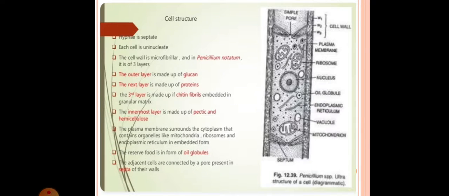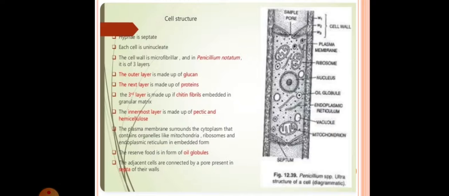And then we'll see the cell structure of this Penicillium. Here you can see the cell structure. It has the cell wall, plasma membrane, ribosomes, nucleus, oil globules, endoplasmic reticulum, vacuole, and mitochondria. And this one is the septum, meaning the cross wall is present.